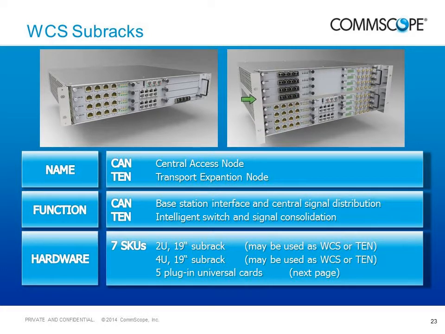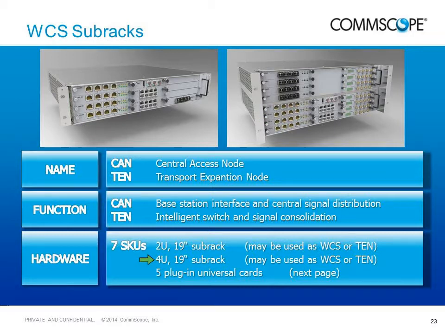So CAN is the base station interface, and that's where we manage the central signal distribution. We send any of the incoming signals to any of the UAPs. And the TEN is an intelligent switch and signal consolidation. We have a fiber optic cable connecting CAN to the TEN, and then the TEN will send the selected signals to the chosen UAPs. And they are available in 2 high-tuned and 4 high-tuned subracks. We have 5 cards that are universal globally.